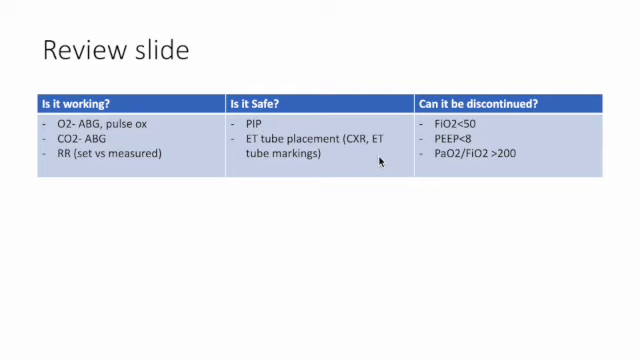And then the third thing you want to ask yourself is, can it be discontinued? To meet this criteria, the FiO2 should be less than 50%, the PEEP should be less than 8, and the P to F ratio should be greater than 200. You can calculate this by checking the PaO2 on the ABG, and the FiO2 can be found on the vent settings.